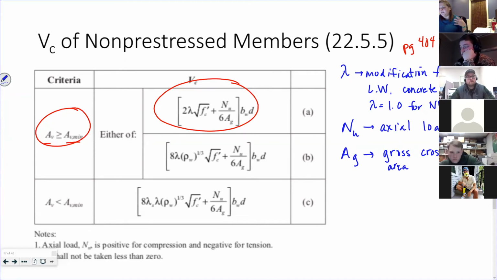F prime c is what we used before. Remember, f prime c is in psi and comes out in psi. Note down at the bottom, Nu is positive for compression and negative for tension, which makes sense. If you have a tensile load, it's probably going to decrease how much you can apply in shear, and your shear is not less than 0.